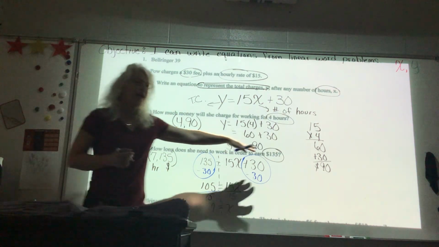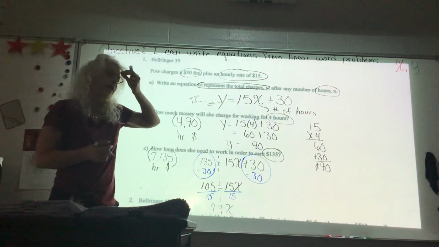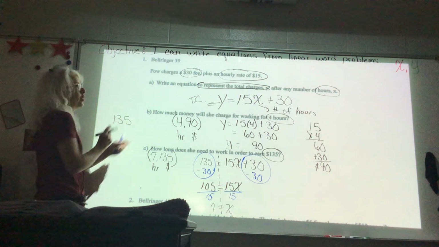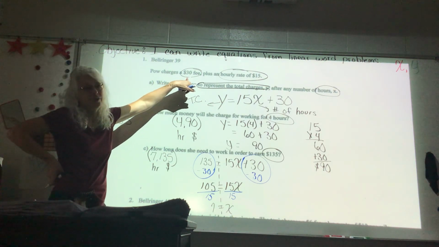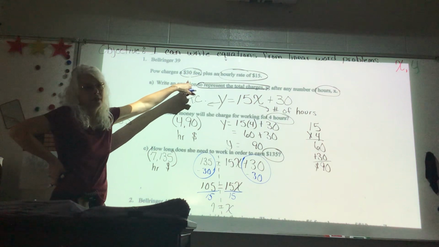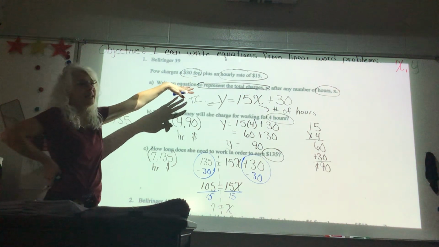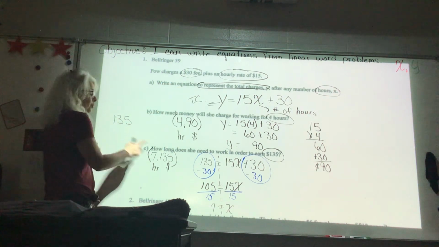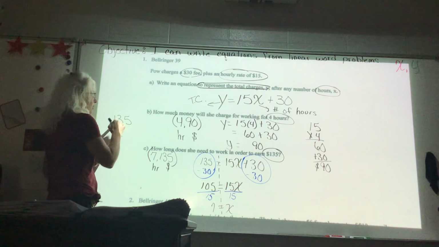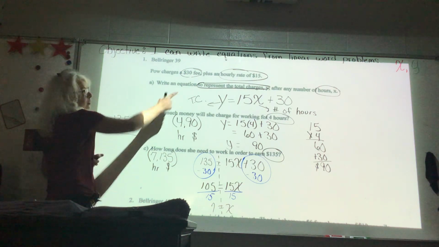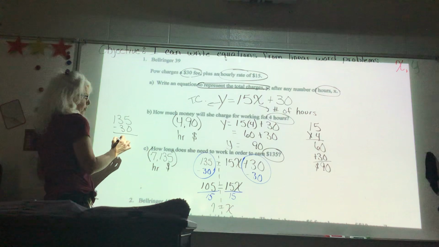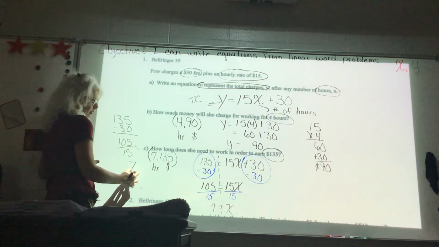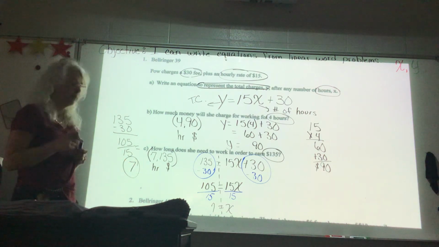Now, if you wanna use the common sense method, this one's a little bit harder because you're having to go backwards. So if you start out with $135, you have to take that fee out of it first. Because if you just divide this by 15, the hourly rate, that's gonna mess you up. So if you don't use an equation, make sure you get rid of your y-intercept first, and then divide by your unit rate, and you'll come up with the same answer.